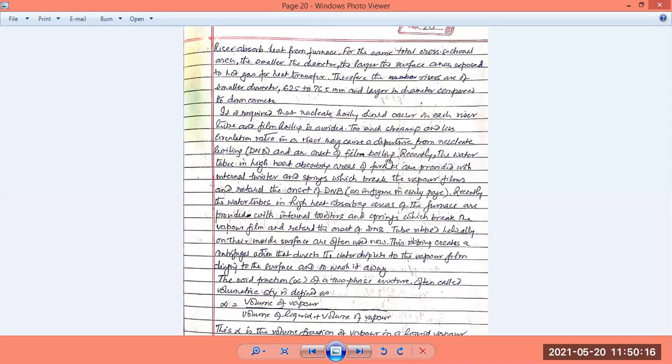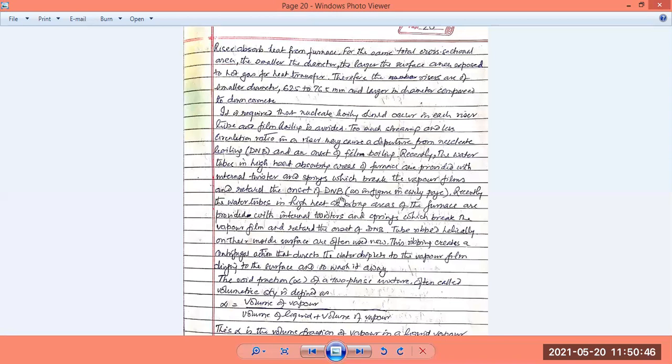If a film of moisture is created outside the surface of the tube itself, then it creates a problem, because the water tubes inside the furnace are in very high heat absorbing areas, and are provided with internal twisters and springs which break the films and retard the onset.